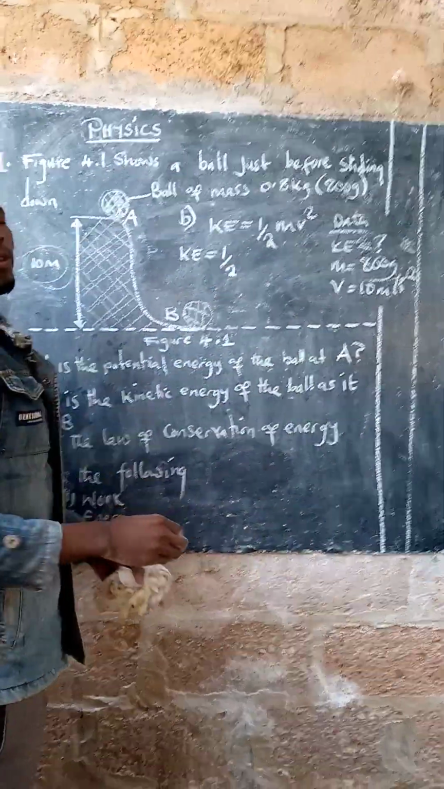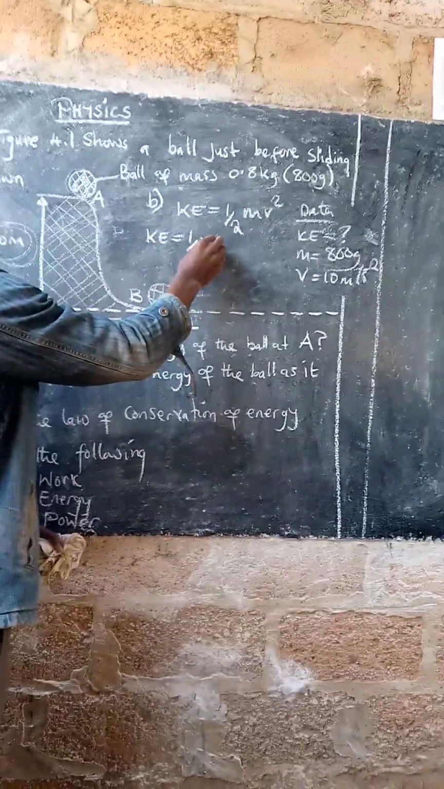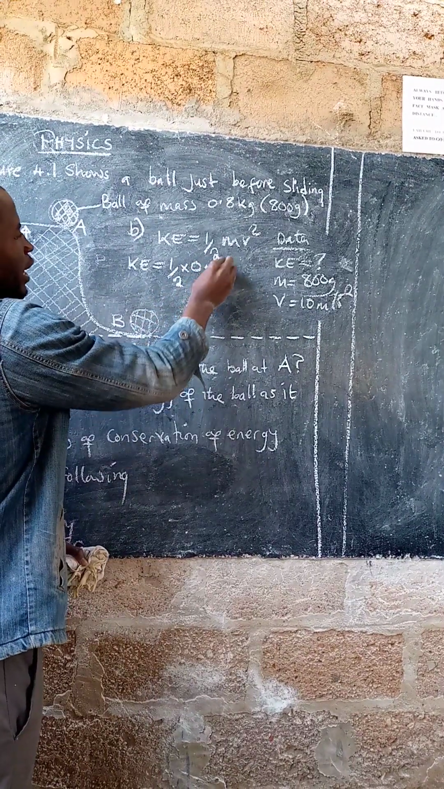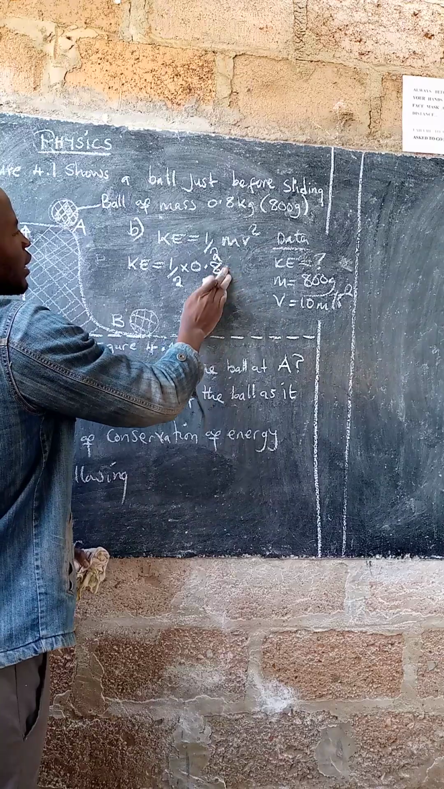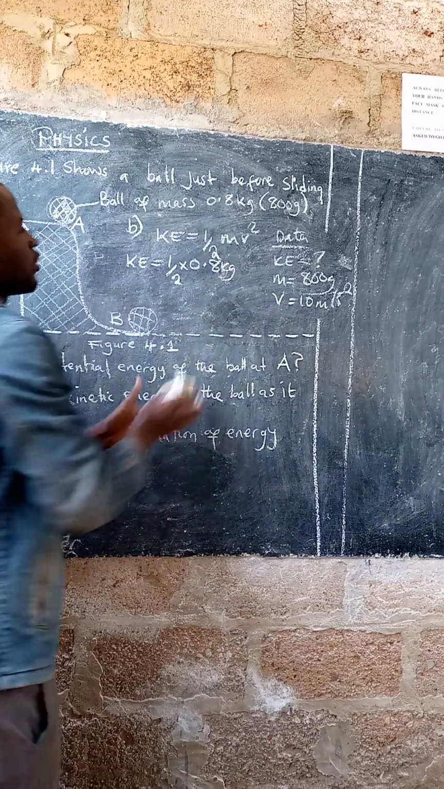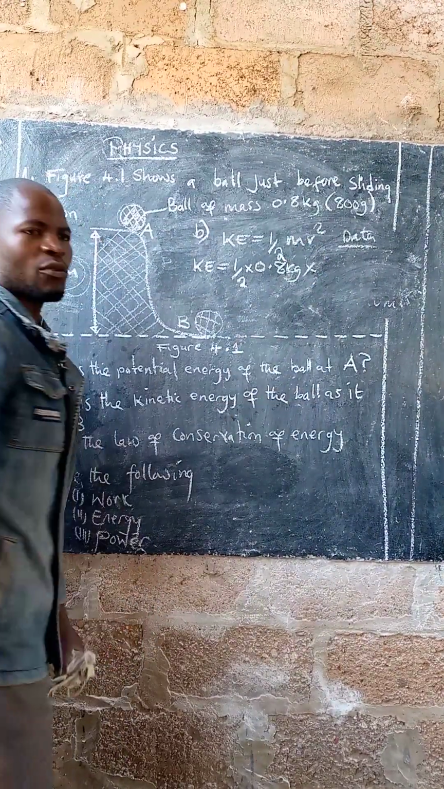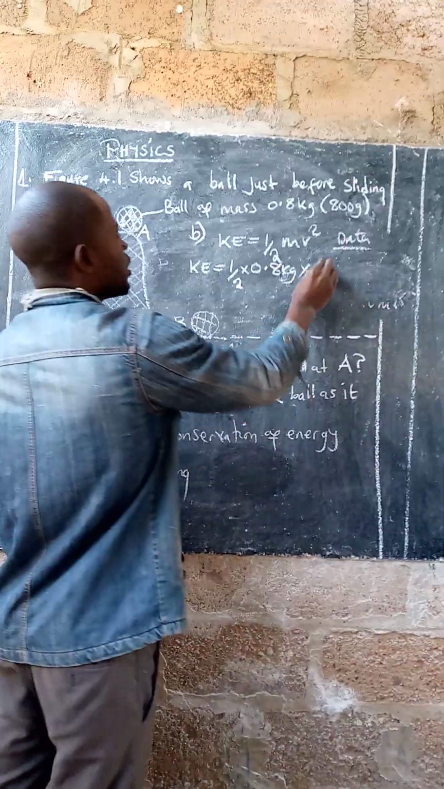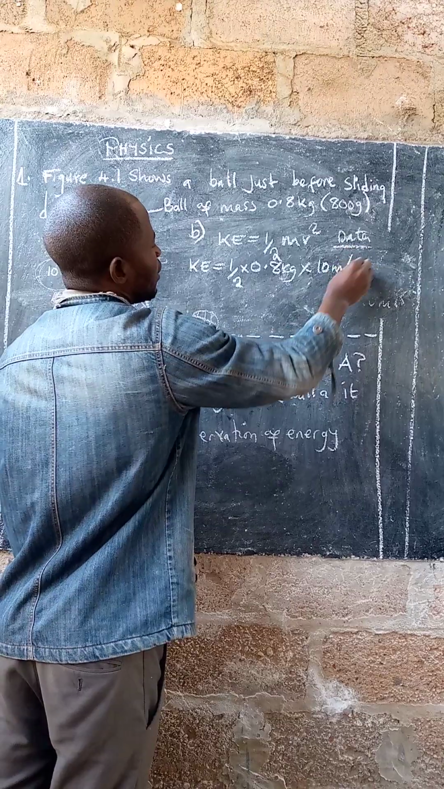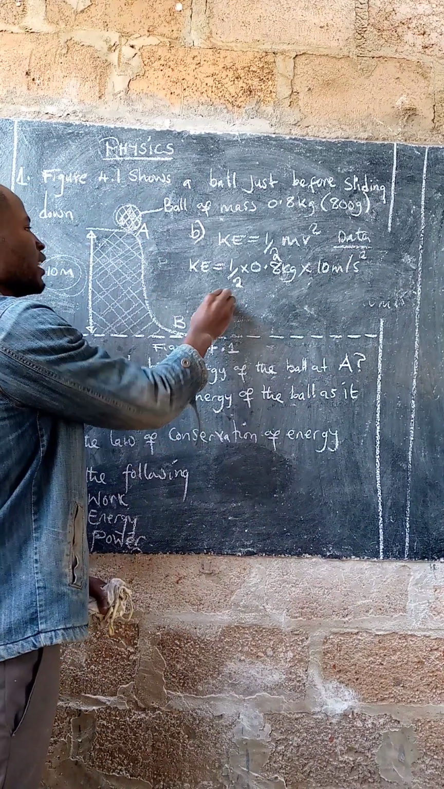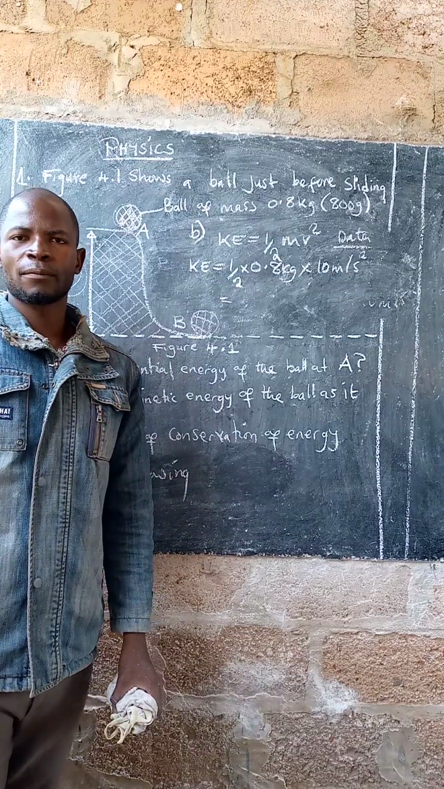We are going to say kinetic energy is equal to half. Where there is m, we put what? Mass. What is our mass? 0.8 kg. Is it clear? And then where the v is, we put 10 squared. We put 10 meters per second squared. So now when you punch it on a calculator, what is the answer?